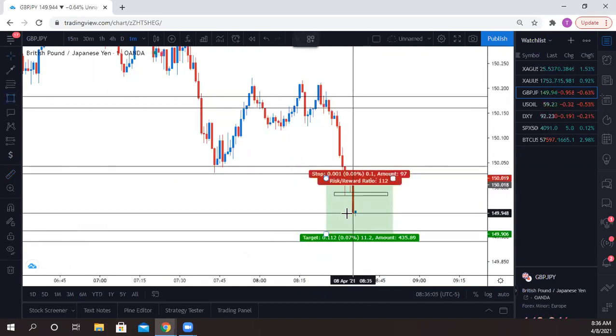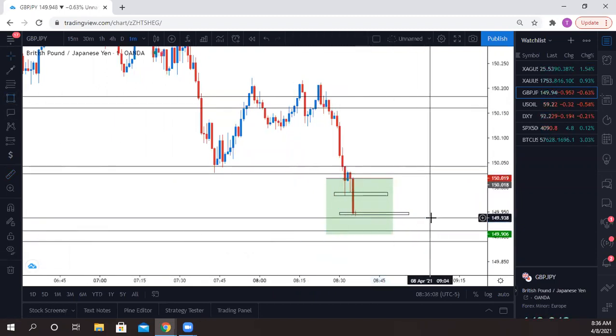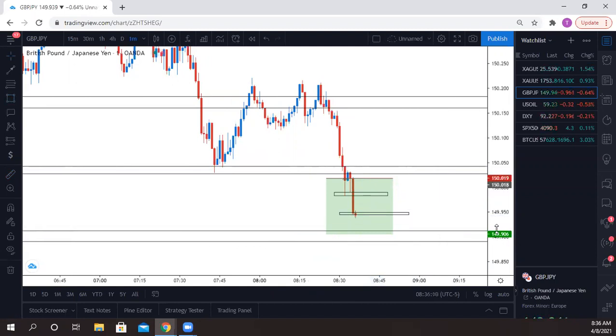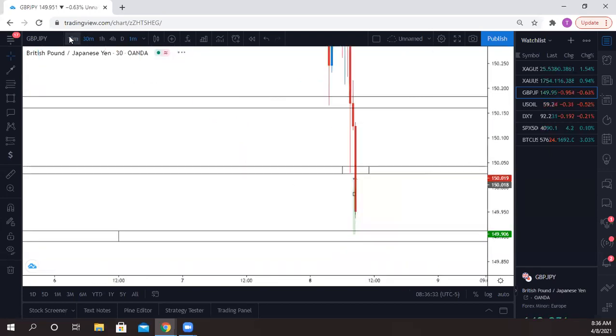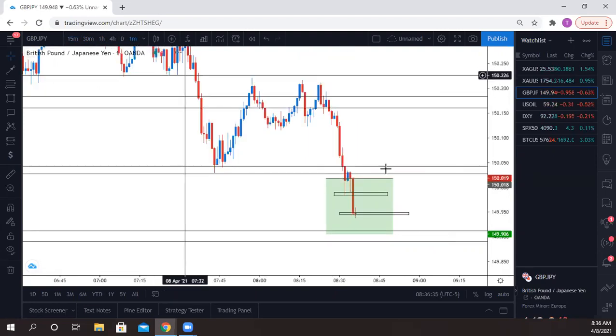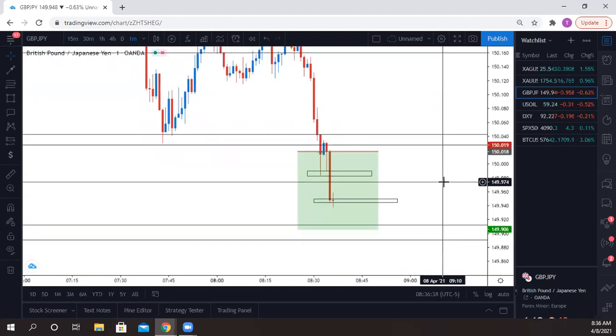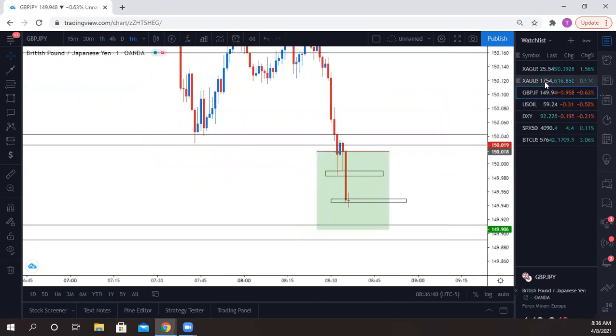So now we've created another 1 minute low here. If that 1 minute low gets broken again, then we just continue down. That's the way a trend works. The 30-minute looking good, 15-minute, everything's just going as planned.